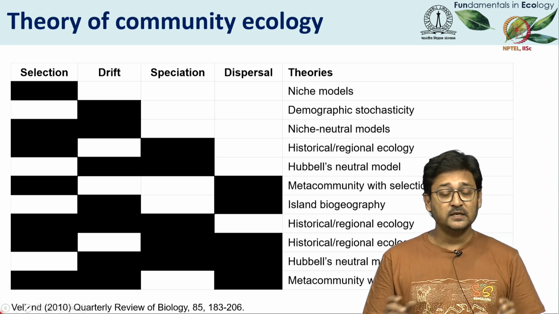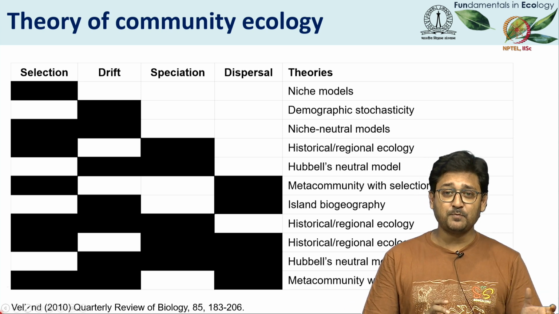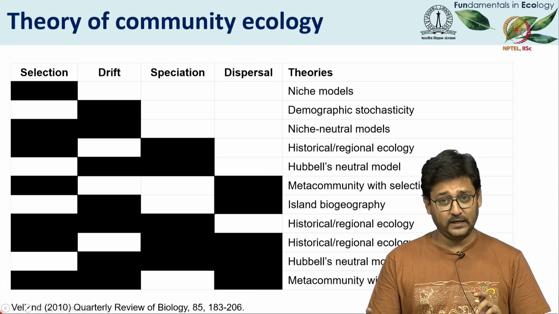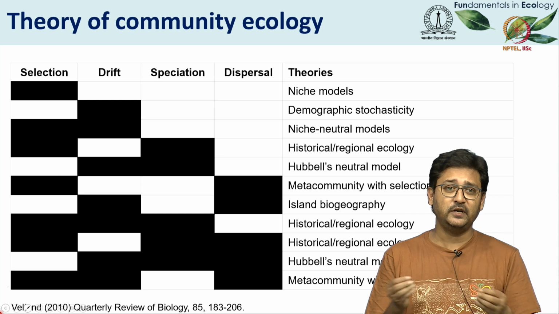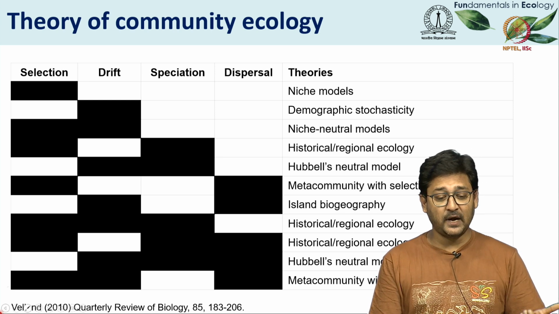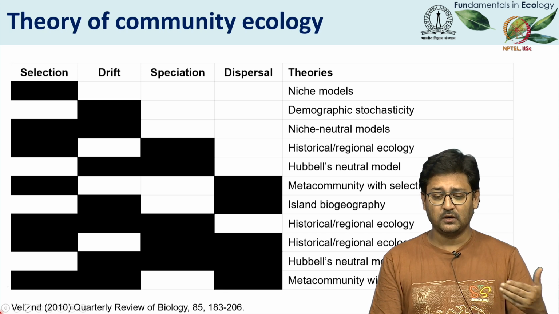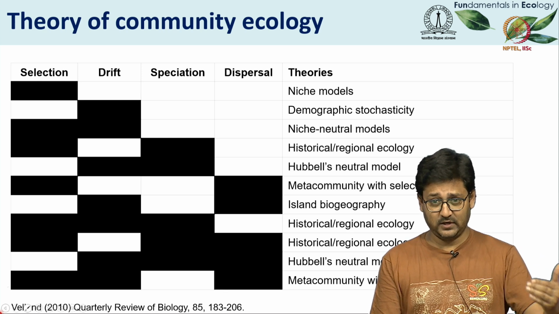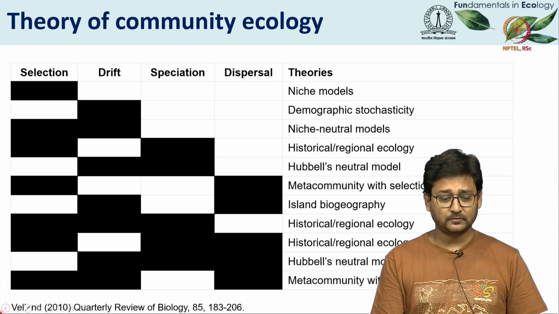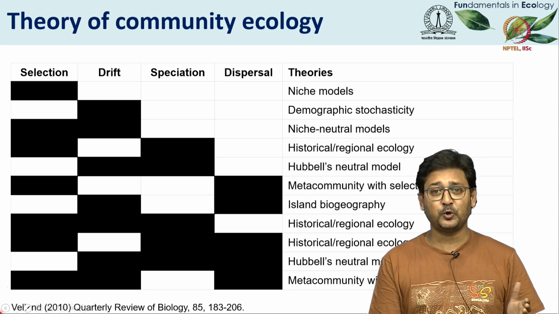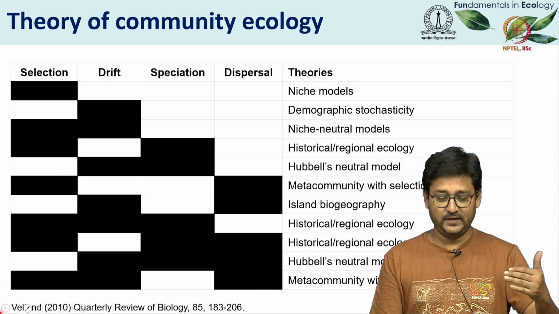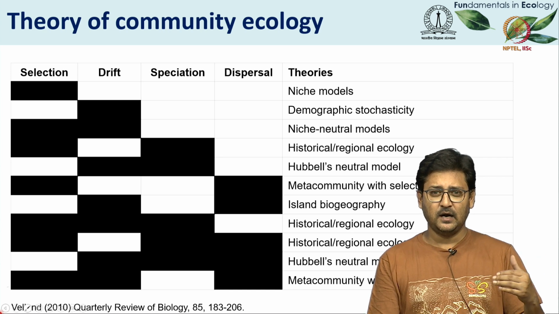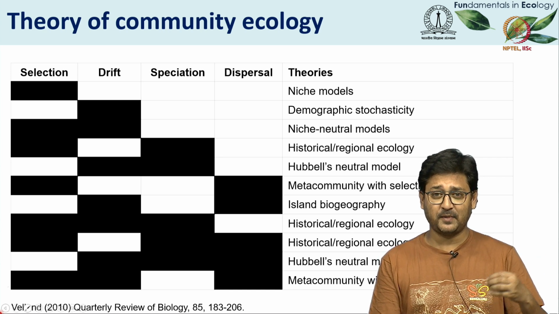If you combine selection and drift, you not only have niche models, but you also have neutrality, randomness playing a role in influencing community structure, and those are called niche neutral models. If you combine selection and speciation, you get something called historical or regional ecology, which will be covered in a subsequent session. Drift and speciation put together gives you Hubbell's neutral model, and so on and so forth. You've got various communities potentially being structured by various processes.